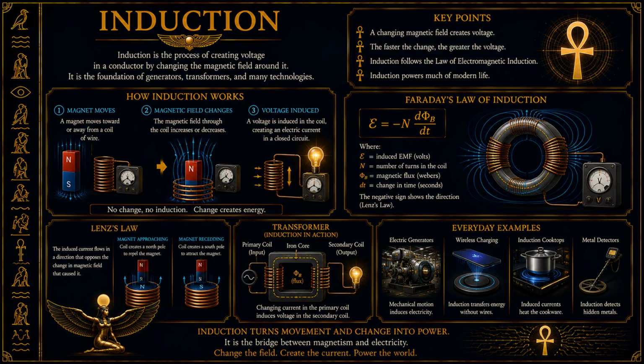Electromagnetic induction converts motion into electricity. When a magnetic field changes around a conductor, voltage is induced. This single principle makes generators, transformers, and the electrical power grid possible.